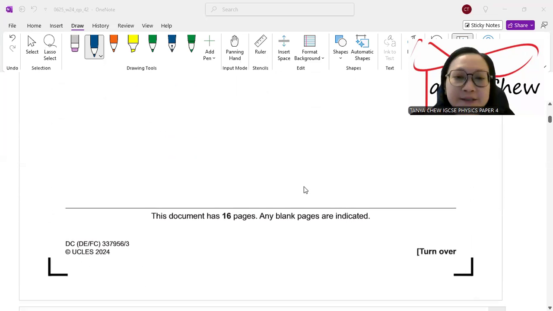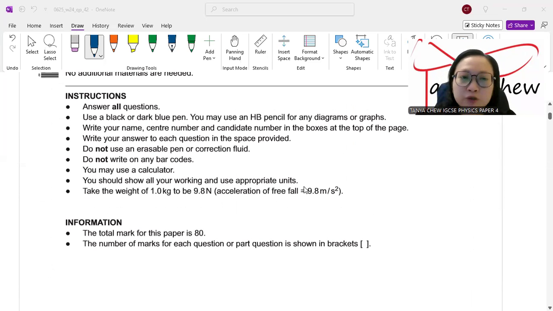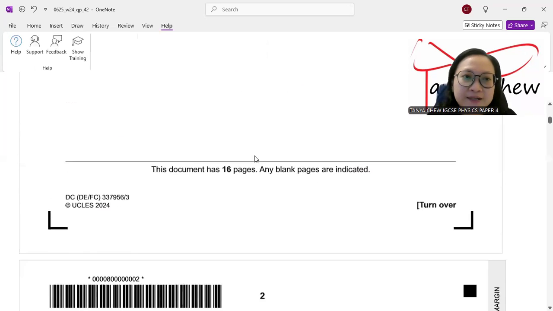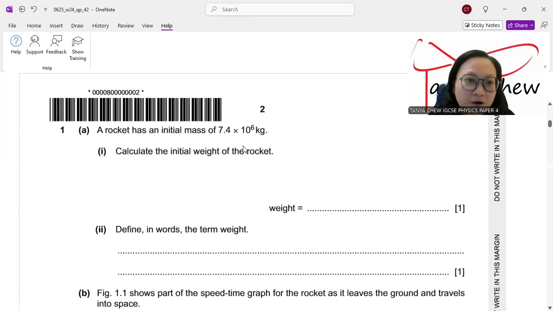But before I start with the first question, I want you to pay special attention to the gravitational acceleration, or the acceleration of free fall. It has been changed to 9.8 meter per second square. So you have to use this value instead of 10. Now, let us start with the first question itself.